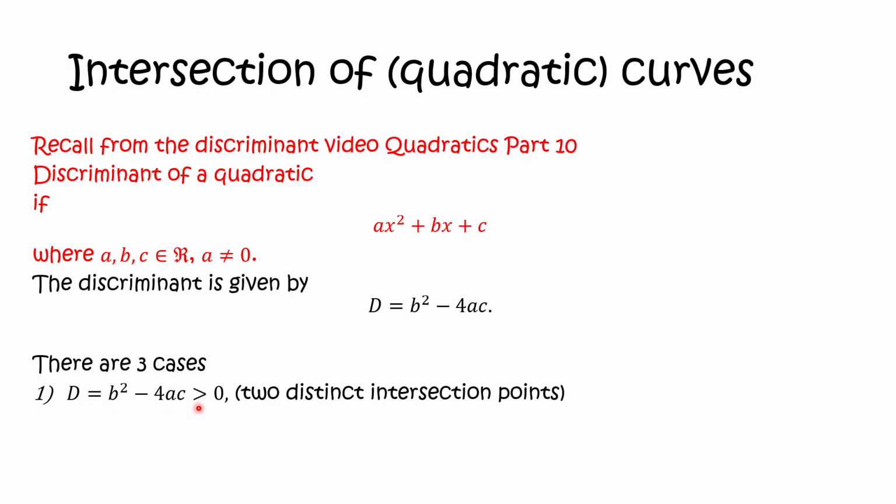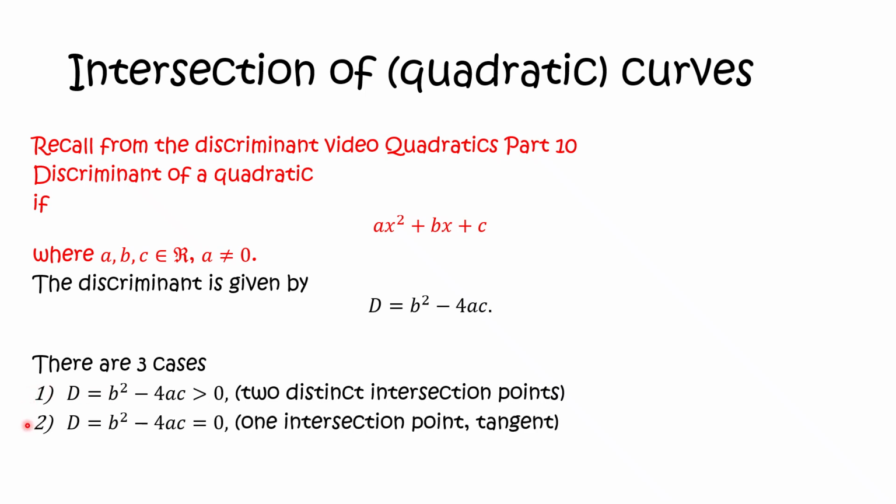1. Where the discriminant is greater than 0, we would have 2 distinct intersection points. 2. Where the discriminant is equal to 0, then we have 1 intersection point or just a tangent. 3. Where the discriminant is less than 0, this implies that we don't have any point of intersection.